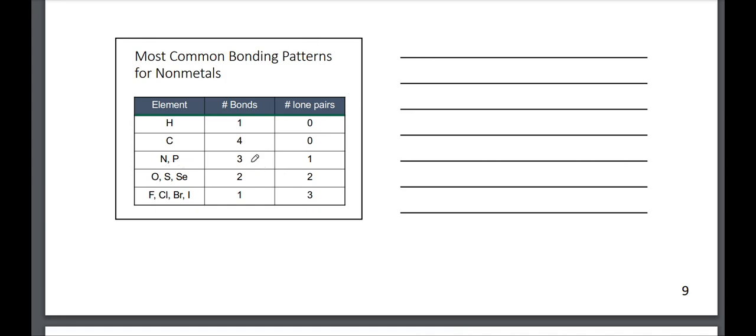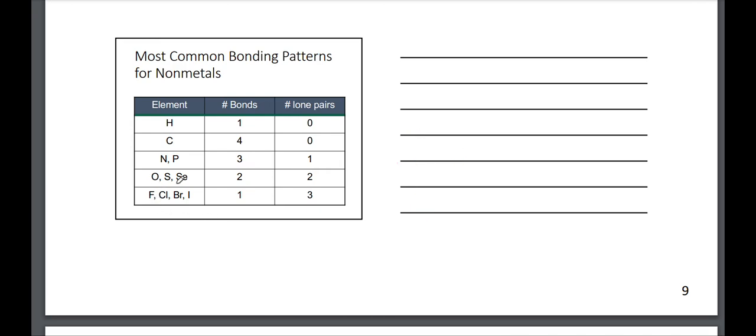Nitrogen and phosphorus, 3 bonds, because they have 5 valence electrons, and they need 3 more electrons to pair the non-paired electrons, right? So nitrogen and phosphorus are the same. We have 5 valence electrons, 1, 2, 3, 4, 5. So I have 3 electrons that are not paired, so 3 more bonds are needed, right? So we form 3 bonds with 1 lone pair, nitrogen and phosphorus.